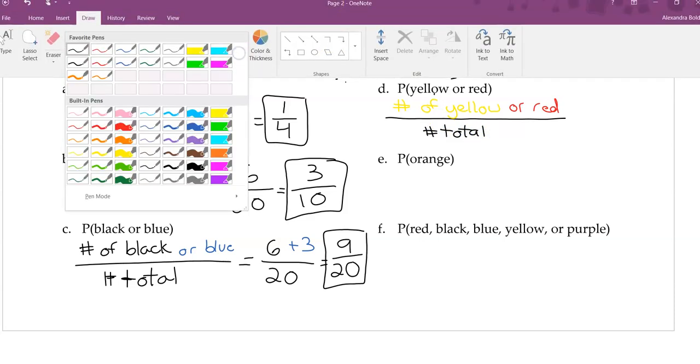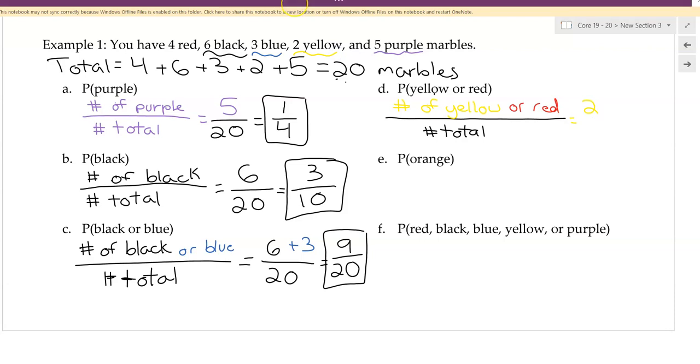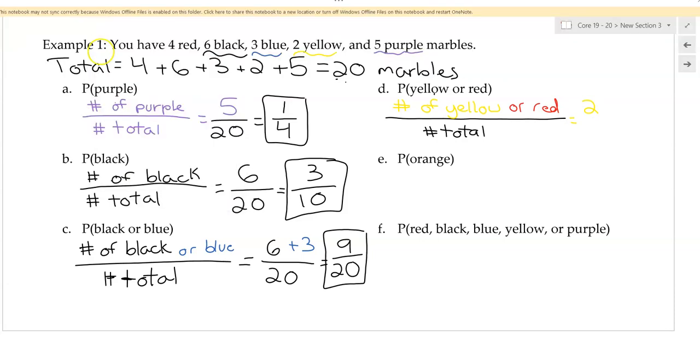Well, if we look at how many yellow marbles we have, 2 yellow, and we have 4 red. And then we still have 20 marbles total. Okay, so again, 2 plus 4 is 6 out of 20, and that does reduce to 3 out of 10.